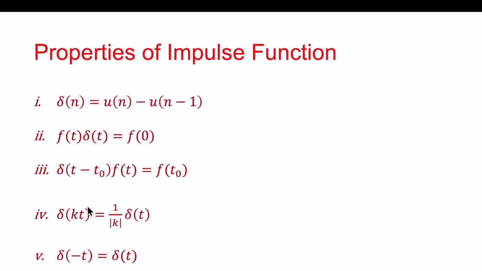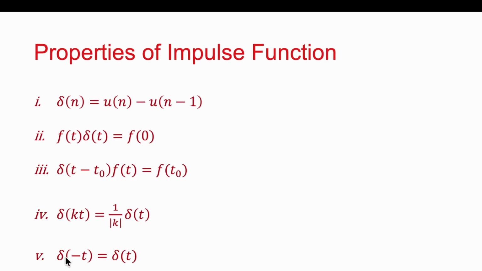You have another property, the time scaling property. You can write that if you are multiplying 1 over k with the unit step function, the last property is a very important property.